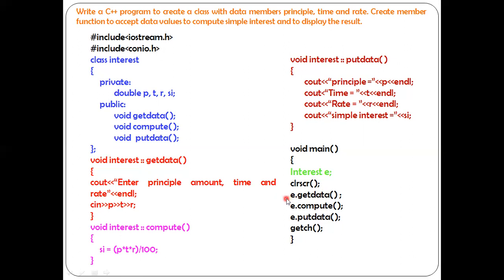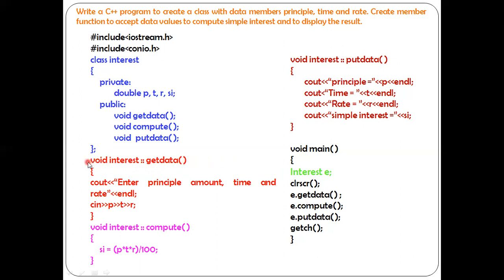Have a look at this. E is a user defined object. Dot is a member access operator. I'll repeat once again. E is a user defined object. Dot is a member access operator. Getdata is a member function. So we are not at all passing any arguments. Directly it hits to this particular line, which is marked with a red color.